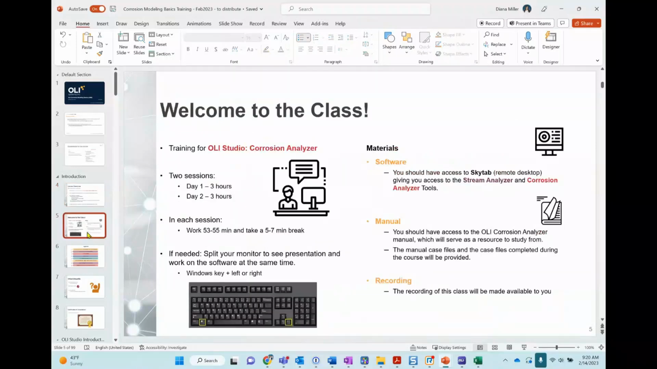Now, you should have received a manual I have put together, and those are the examples that we will be working on, the examples in the manual. You should have access to the software either through your company or through the virtual machine that Jim created for you. So make sure that it is up and running, either the software on your machine or the SkyTab remote desktop. And like Jim said, we're recording this session, so we will be able to share it with you.